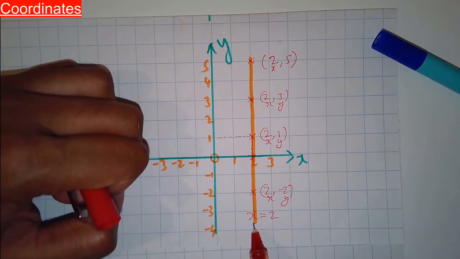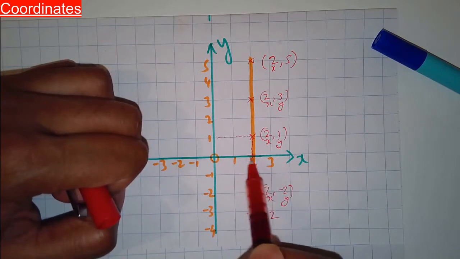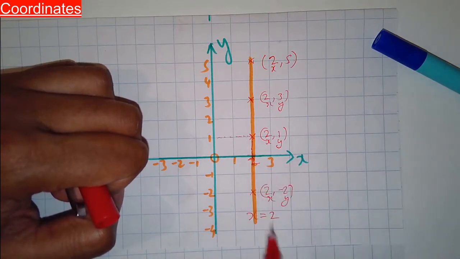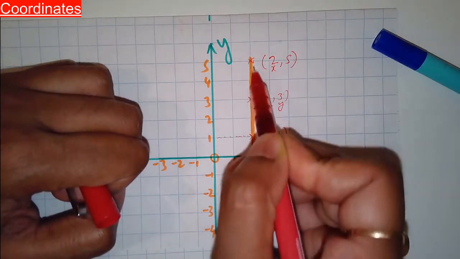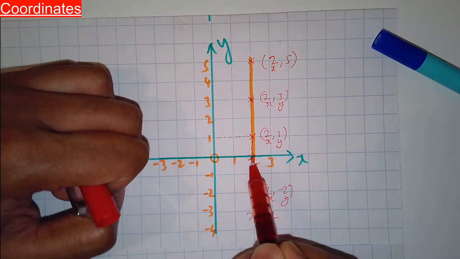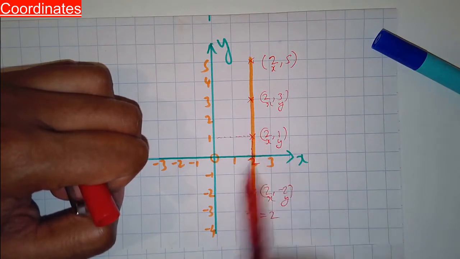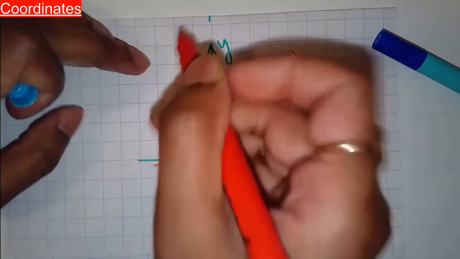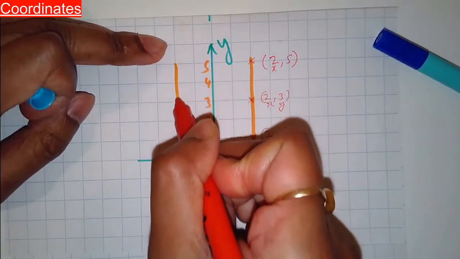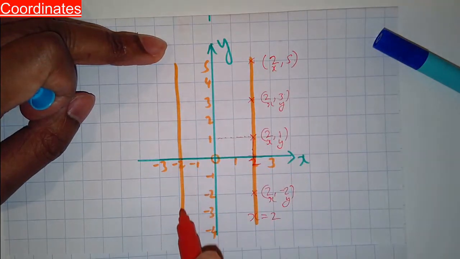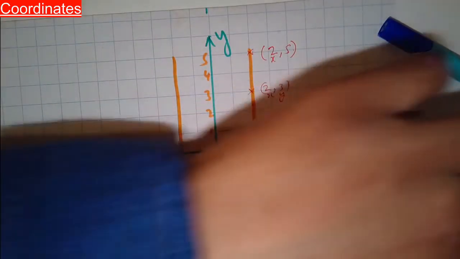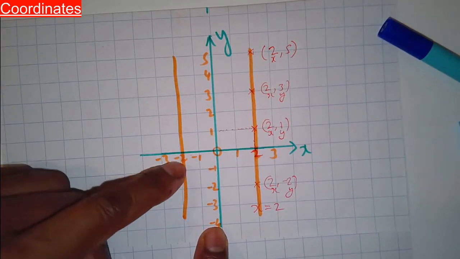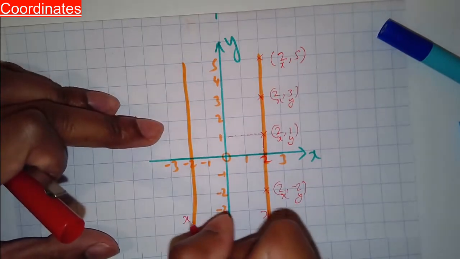And notice, this orange line cuts the x-axis at 2, right there. This vertical line crosses the x-axis at 2. So this line is called x equals 2. If I have another line, like this one for example, this vertical line crosses the x-axis at -2. So this one's called x equals -2.